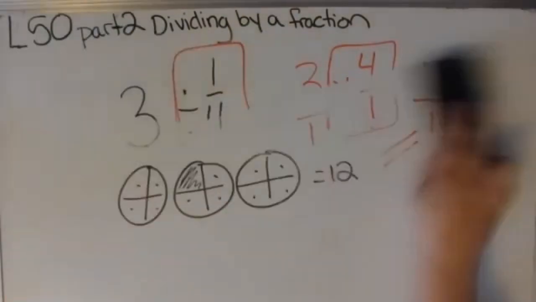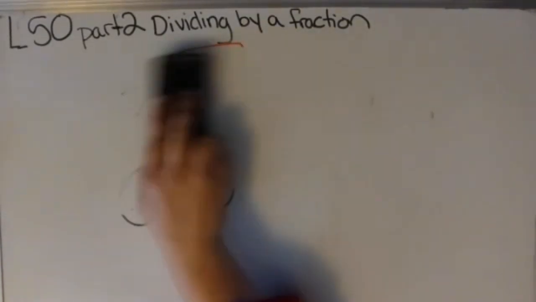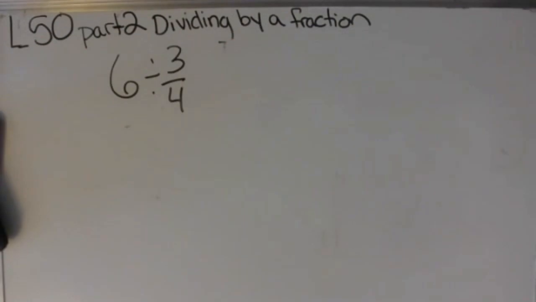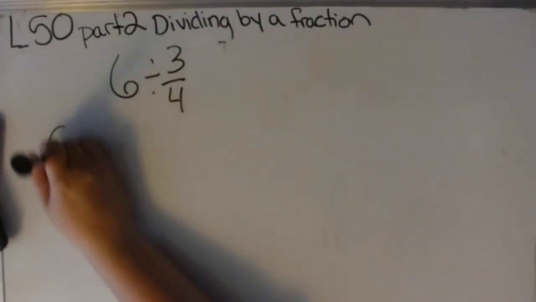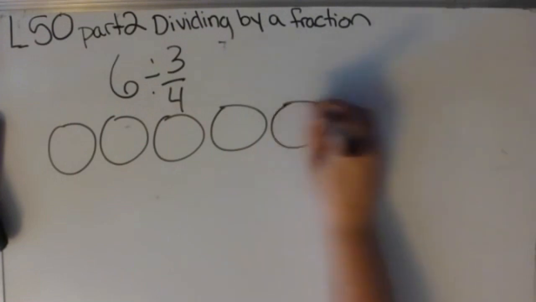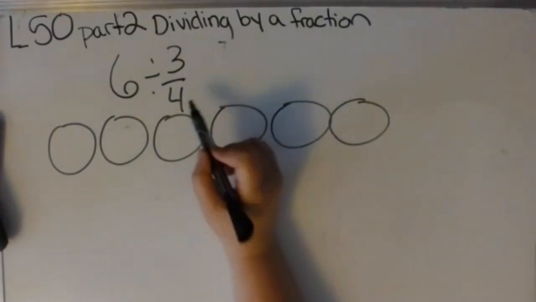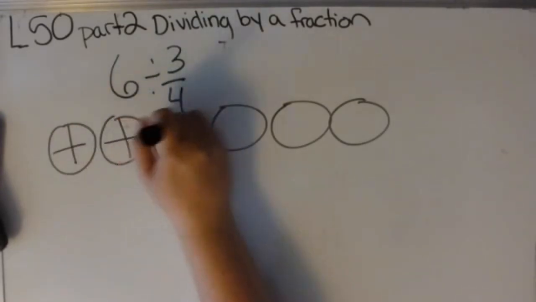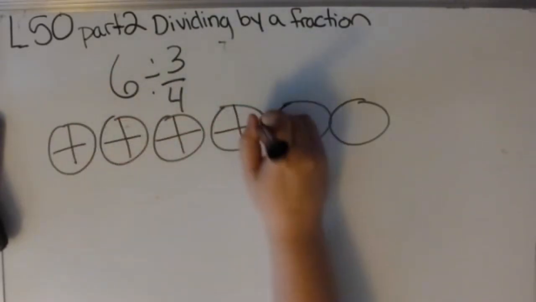Let's look at another one together. Again, I will do the picture, but as you see, it's going to start getting a little bit more tedious. We're looking at 6 divided by 3/4. So I'm going to start with my drawing. I'm going to do 6 wholes. 1, 2, 3, 4, 5, 6. And because I'm looking at 3/4, all of these have to be broken into quarters. Do you see where this starts getting tedious?